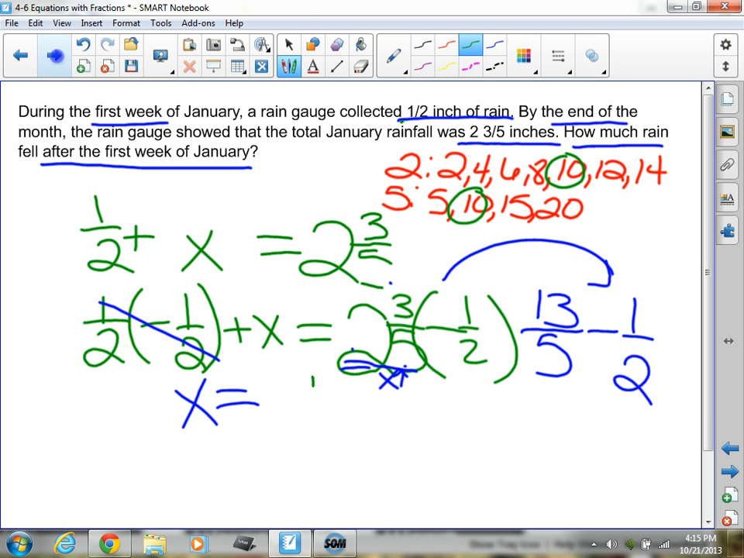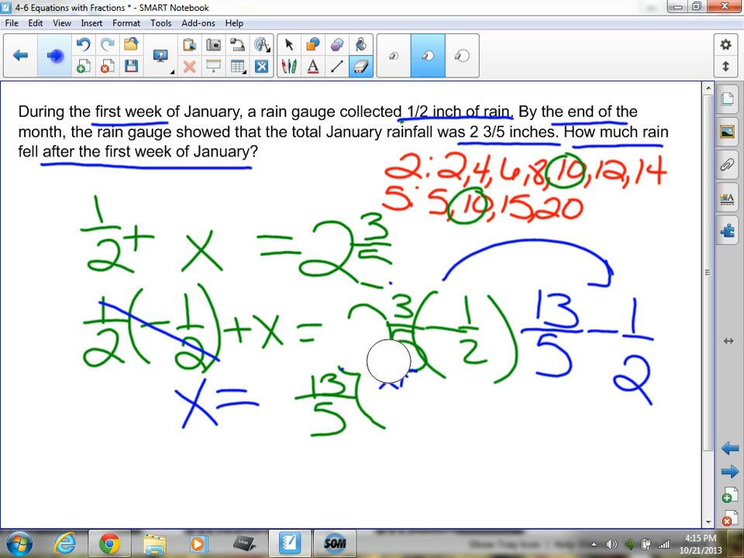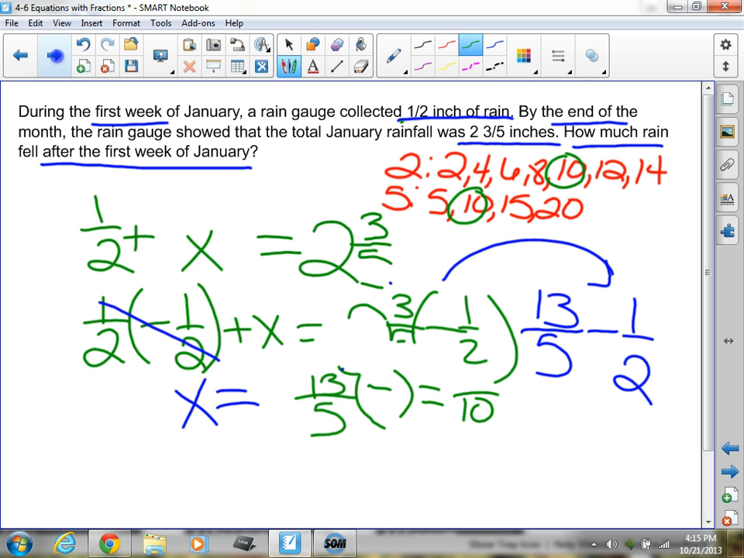So let's start with 13 over 5. 5 times what number equals 10? Let me get rid of some of this work so I can see what I'm doing. 5 times 2 is 10, so I need to do the same thing to the numerator. 13 times 2 is 26. Okay, so my first new fraction is 26 over 10.